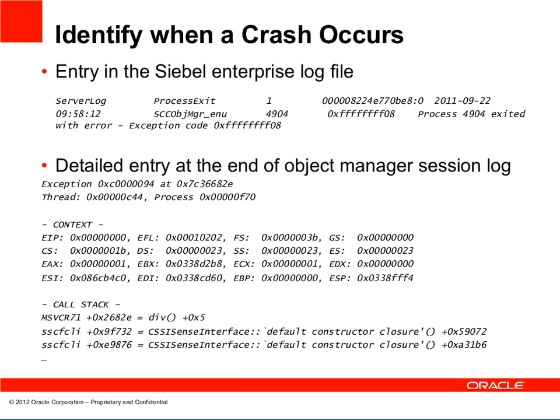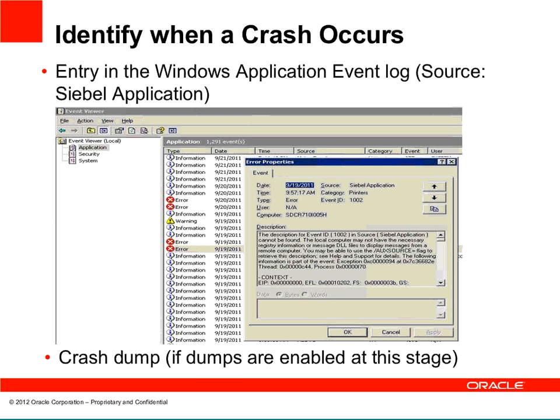The other location where you may see the presence of crashes is the Windows application event log. The source is always going to say Siebel application, and pretty much this is a replication of the information you would see in the crash.txt file. We would see the call stack and registers information there, flagged up with a red circle with a white cross as an error.